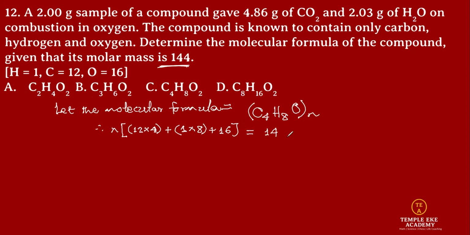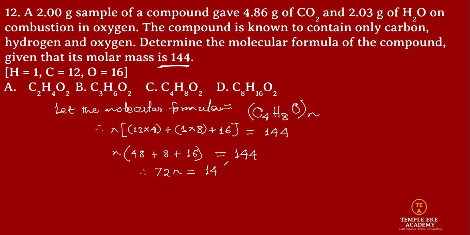And now let us evaluate this carefully. So we have N multiplied by the result. 12 multiplied by 4 is 48. Plus 1 multiplied by 8 is 8. And plus 16. All of this gives us 144. That's right. And now, if we add this together, 48 plus 8 gives us 56. Plus 16 gives us 72. So we have therefore 72N gives 144.